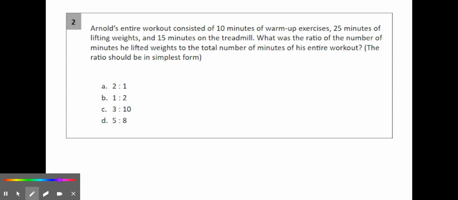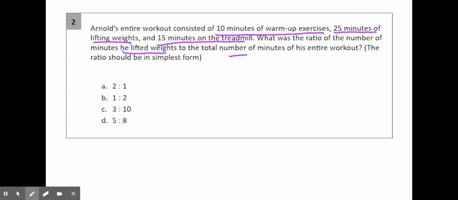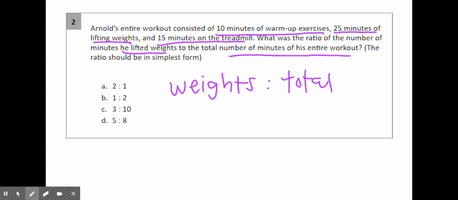Alright, so for number 2, Arnold's entire workout consisted of 10 minutes of warm-up exercises, 25 minutes of lifting weights, and 15 minutes on the treadmill. We want to know what the ratio is of the number of minutes he lifted weights to the number of minutes of his entire workout. So we want to know, we start with our weights number, and then we go to the total workout. In this case, he lifted for 25 minutes, as you can see in the problem.